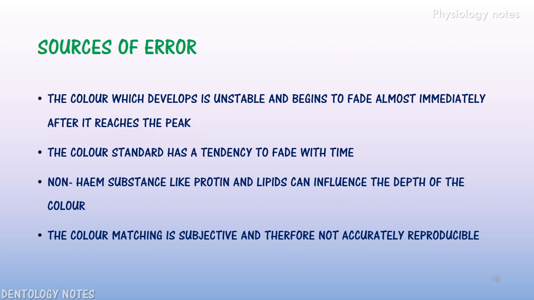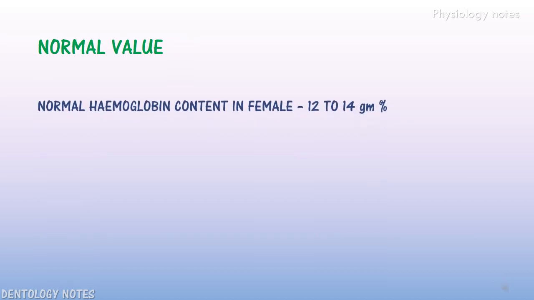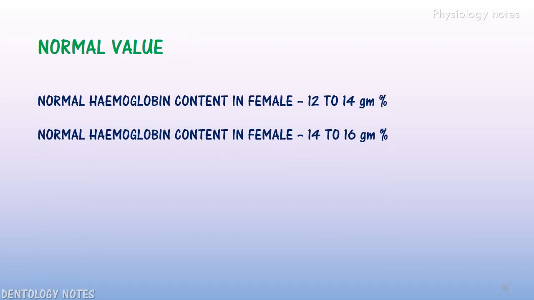Sources of error: the color which develops is unstable and begins to fade almost immediately after it reaches the peak. The color standard has a tendency to fade with time. Non-heme substances like protein and lipids can influence the depth of the color. The color matching is subjective and therefore not accurately reproducible. Normal value: normal hemoglobin content in female 12 to 14 gram percent. Normal hemoglobin content in male 14 to 16 gram percent.